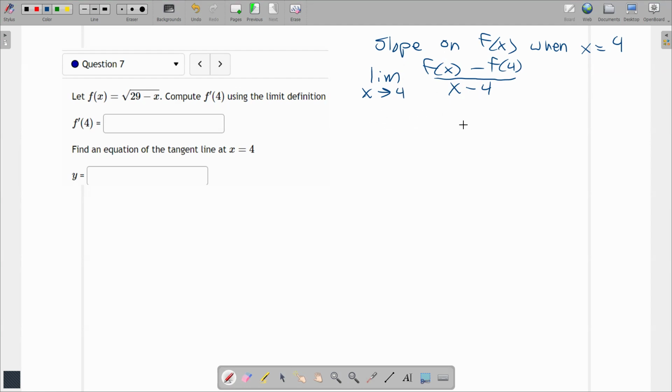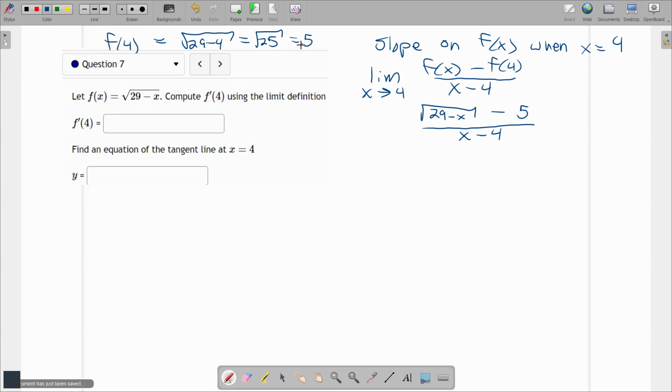I'm going to ignore the limit for a second, and I'm just going to plug in the square root of 29 minus x, minus, if I plug in 4 there, 29 minus 4 is 25. Square root of 25 is 5, so that's just a 5 right there, over x minus 4. I got that because f of 4 is the square root of 29 minus 4, which is the square root of 25, which is 5. I'm going to ignore the limit till I clean it up because I don't want to write the limit over and over again.